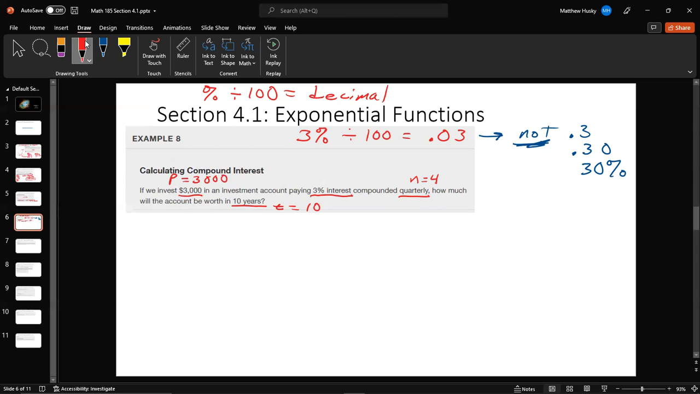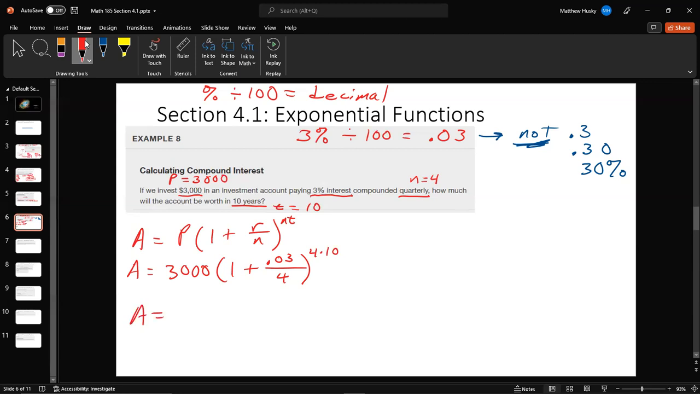But all right, let's do this here, shall we? So we have A is the final amount that we want. And we're going to have P times 1 plus R over N raised to the power N times T. So let's write it down first and then we'll put in numbers. So what do we have? We have 3,000, and then parentheses 1 plus 0.03 divided by 4. And then we're going to raise that to the power of 4 times 10.